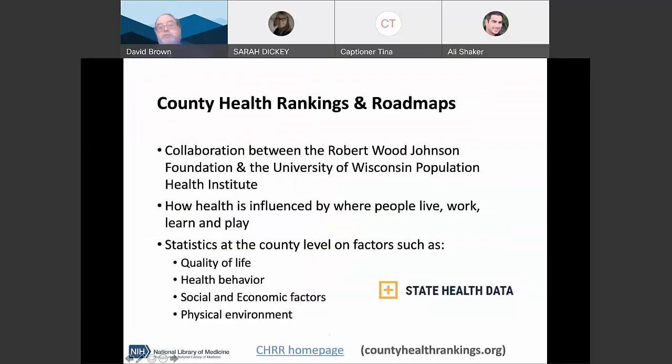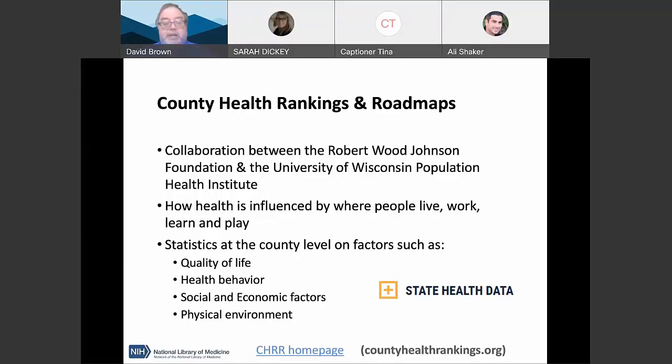Then we have our County Health Rankings and Roadmaps. These are great, especially for local information, because this is the Robert Wood Johnson Foundation and the University of Wisconsin Population Health Institute. This is how health is influenced by where people live, work, learn and play. So again, really looking at the idea that place matters, or where a person is has a big impact on their outcomes and their health status and where they're going as they go along.